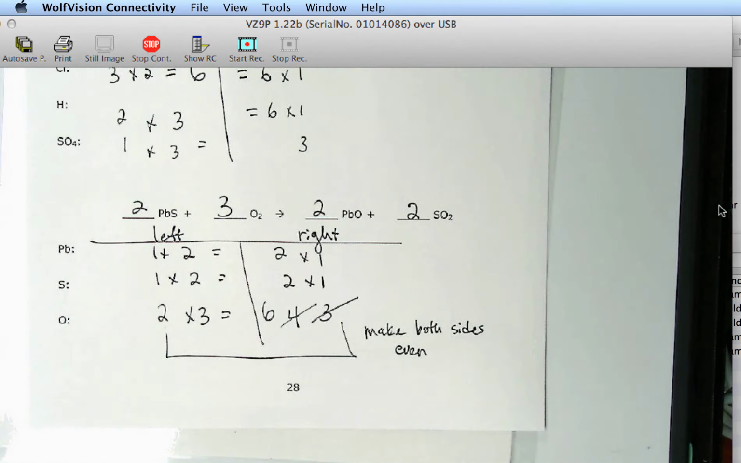So if that one was a little tricky for you, that's okay, because you have the oxygens and you didn't know this little trick. Make both sides even. Now these coefficients, can they be simplified? 2, 3, 2, 2. Cannot be simplified. So looks good. Questions on this one?